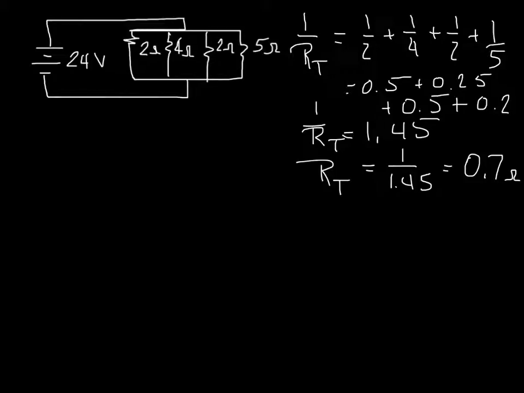So we know the total resistance of that circuit is 0.7 ohms. So what is the total current flowing through that circuit? So V equals IR.